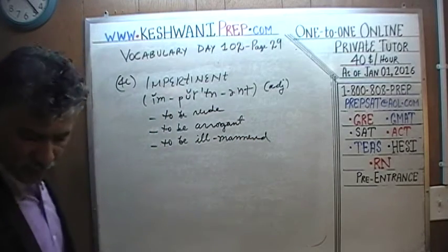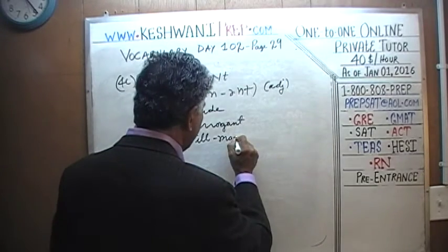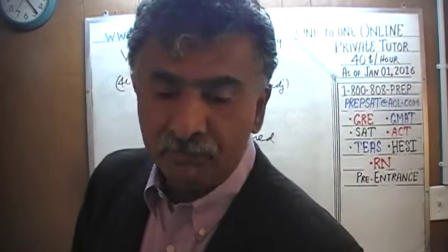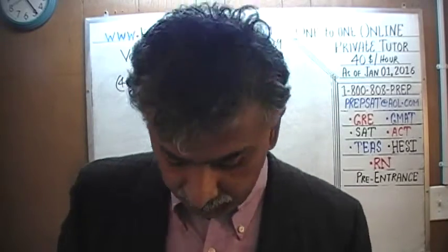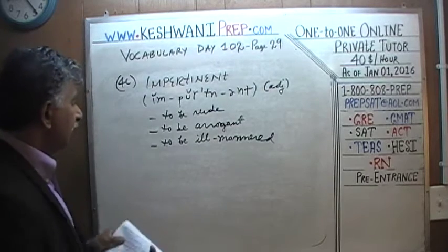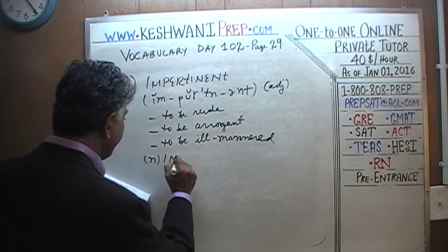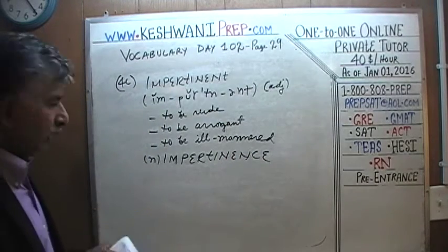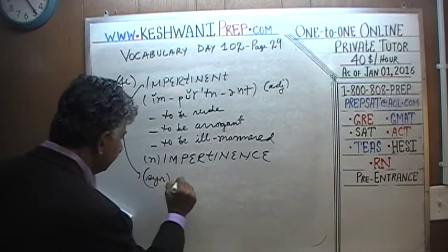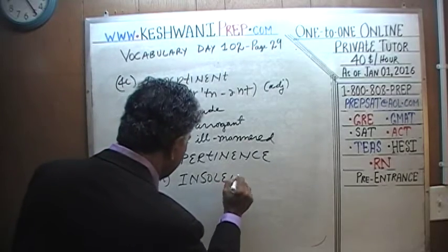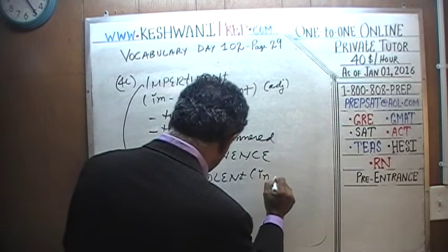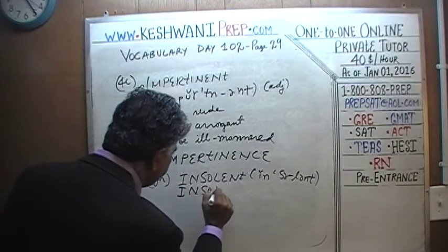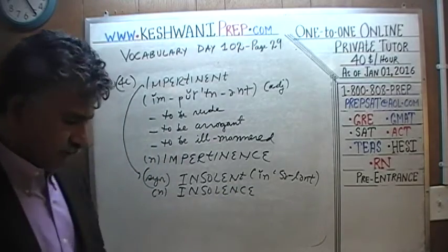If one is ill-mannered, that's M-A-N-N-E-R, manner, mannered. I don't know if you can read my handwriting. If one is behaving in an ill-mannered manner, in a rude manner, in an arrogant manner, one is said to be impertinent. What an impertinent fellow. That's the adjective. The noun would be impertinence. A good synonym of impertinent would be insolent. And a noun would be insolence. That's all I have for today.